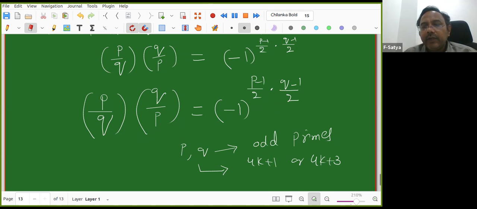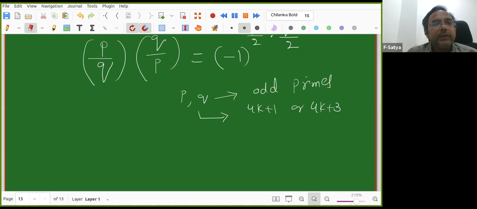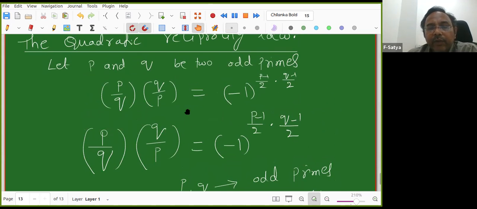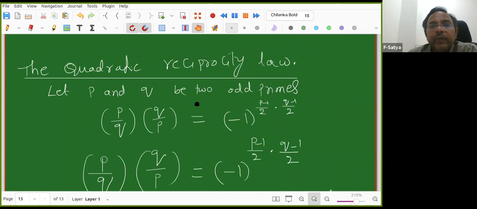So what is the advantage of this one? I can find (P/Q) from (Q/P). That is the idea here. The Legendre symbol (P/Q), I can get from (Q/P). You will realize it slowly later. And it is sufficient to look at only primes. So finally, he brought it to this.